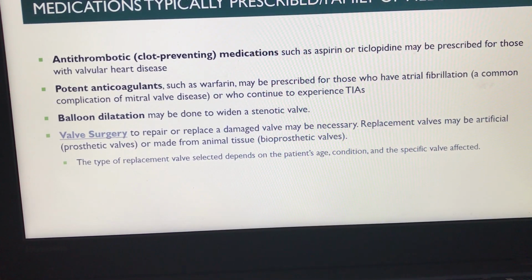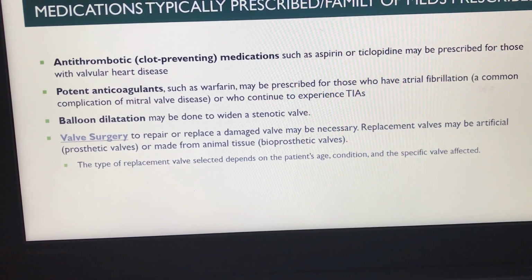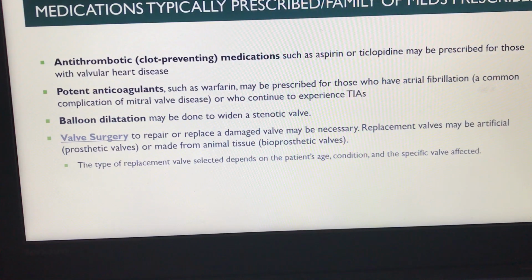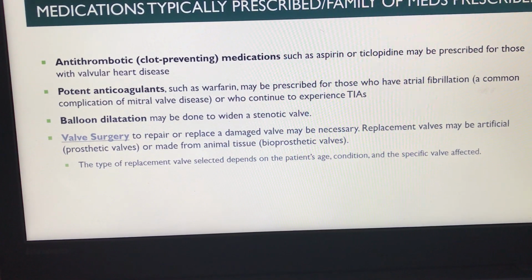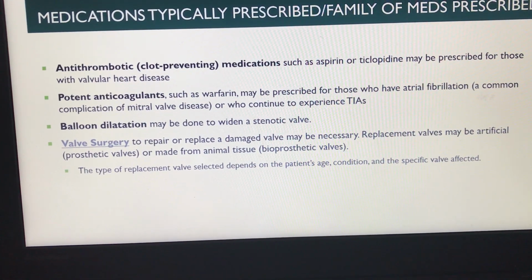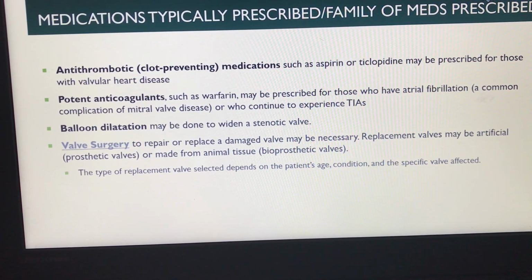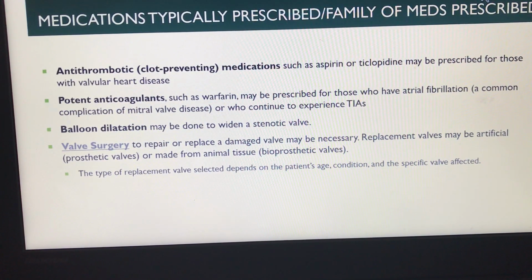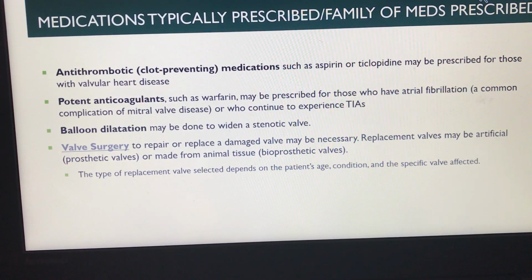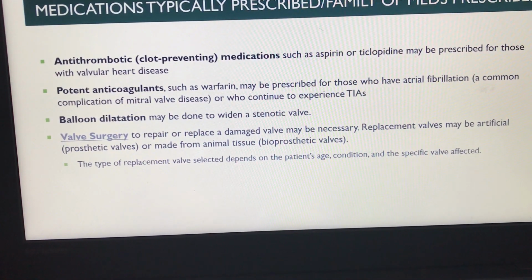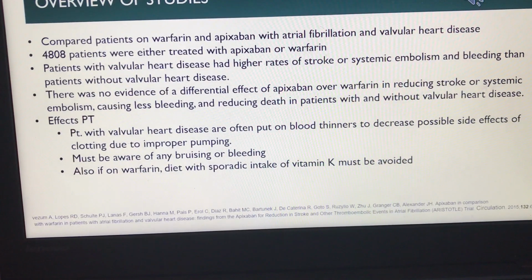And if the disease keeps getting worse and worse, they will resort to surgery, and they will do a balloon dilation for stenotic valve diseases, and then may do a valve surgery to repair or replace damaged valves, which can either be a prosthetic valve or a valve from an animal such as a pig. The type of replacement valve depends on the patient's age, condition, and specific valve affected.